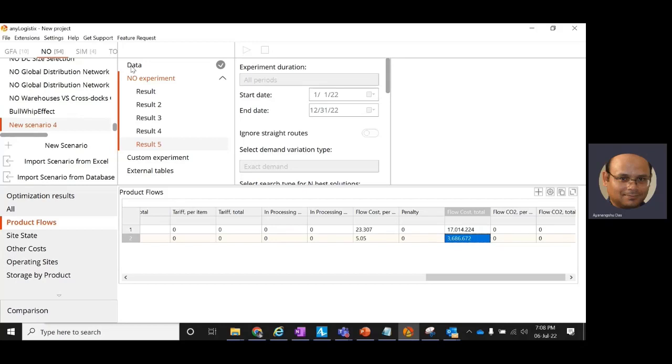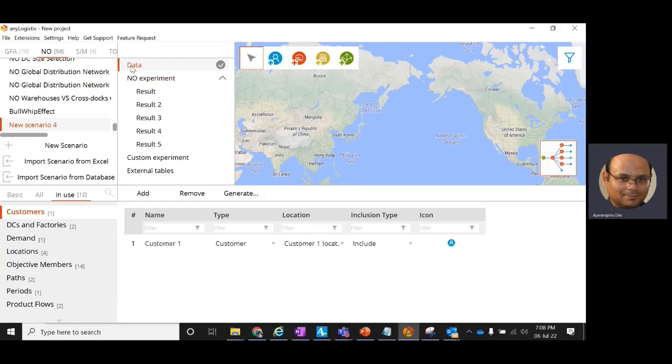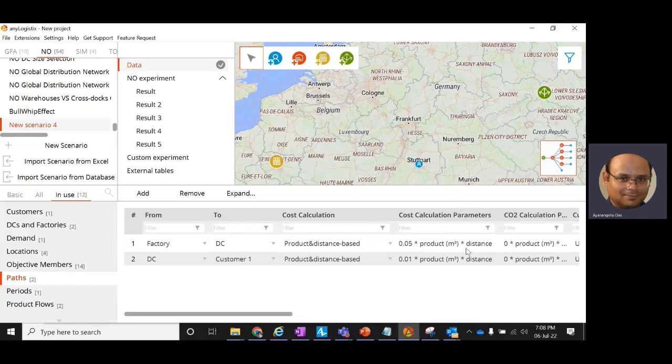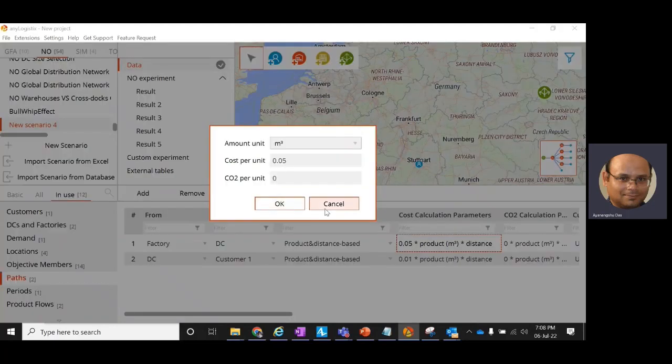transportation policy, which we see over here is product and distance based. We will find the product policy that we have defined here under the cost calculation. That is the transportation policy, and then the parameters are defined in this way.